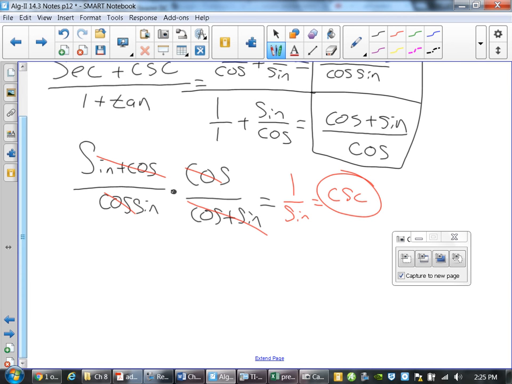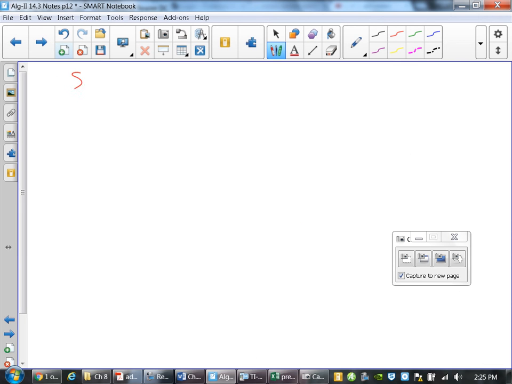Is there any way to solve it and use the 1 plus tangent? Oh wait, never mind. There's another way to do this. You could take secant plus cosecant over 1 plus tangent and multiply it by a conjugate. You could do that, but it's nasty. It's just not fun.